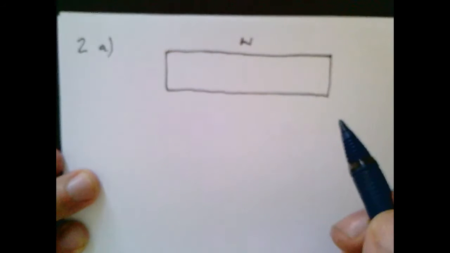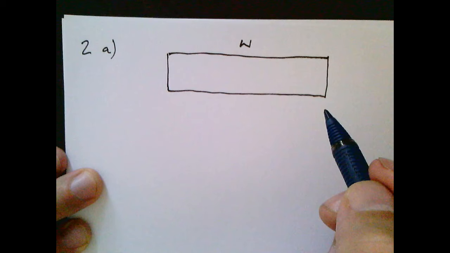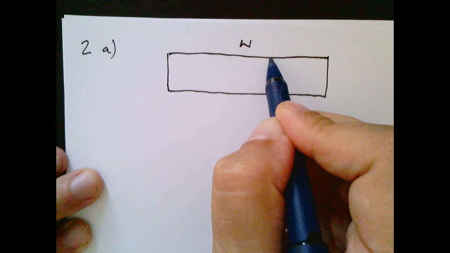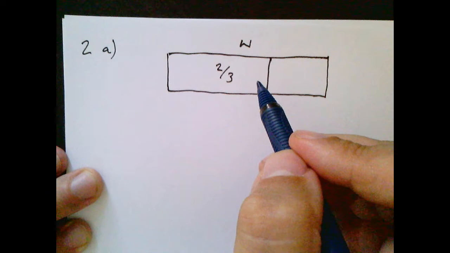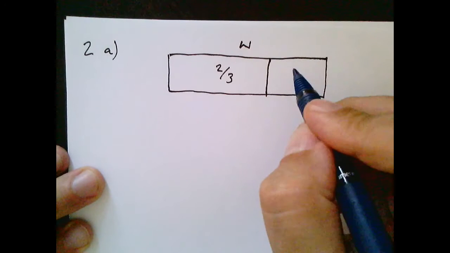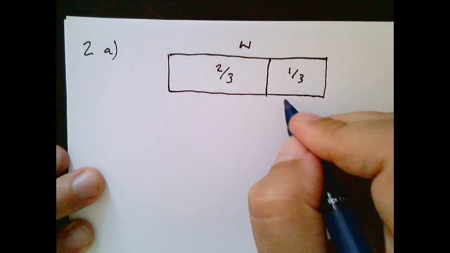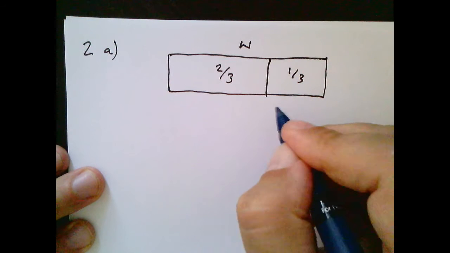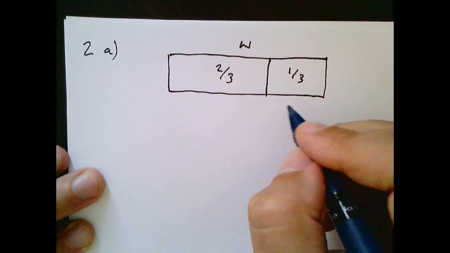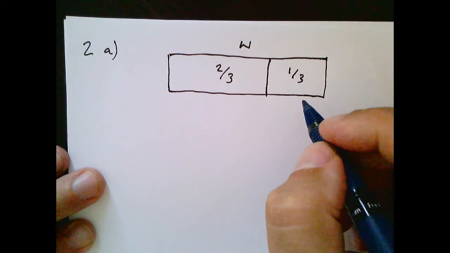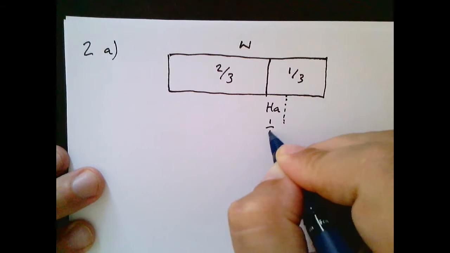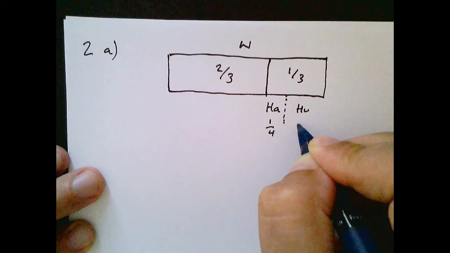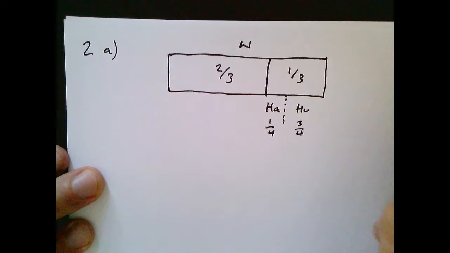So we've got W kilograms of wheat, and we know that 2/3 of it we get rid of. Who knows why? We've got 1/3 left here. Now, of that, we divide this remainder between Harry and Hugo, so Harry gets 1 for every 3 Hugo gets, which means Harry gets 1/4 and Hugo gets 3/4. Okay, so ratio 1 to 3.